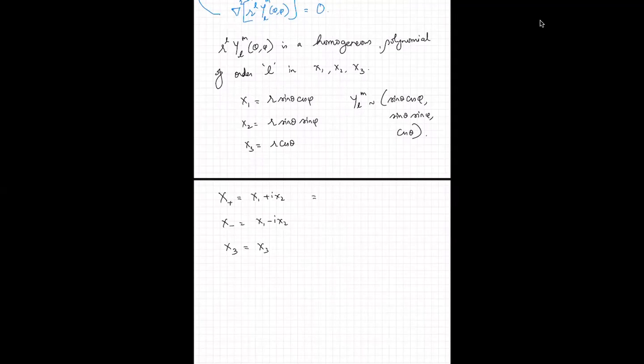So what is x plus? x plus would be r sine theta cosine phi plus i r sine theta sine phi, which you can easily figure out looks like r sine theta e to the i phi. x minus looks like r sine theta e to the minus i phi. And x3 is just r cosine theta. This is the first manipulation that I will do. Instead of working with x1, x2, x3, for now I will simply look at x plus, x minus, and x3.